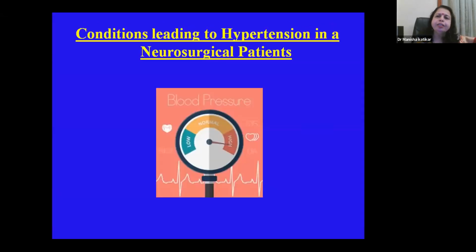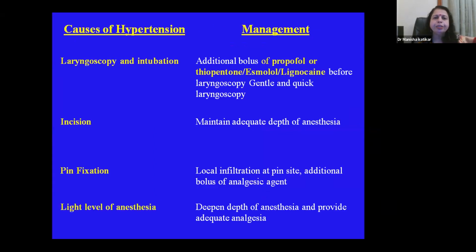There are certain conditions in neurosurgical patients where you must find out the cause and treat it accordingly. So let us see what are the conditions that cause hypertension in a neurosurgical patient. All pressure responses: laryngoscopy, intubation, incision, skin fixation. You need to give additional bolus doses of propofol, thiopentone, esmolol, lignocaine. Maintain adequate depth of anesthesia. Scalp blocks are the best thing that you can give, so that the dose requirement of most inhalational as well as intravenous anesthetics will be less. You can give dexmedetomidine at the time of these pressure responses. Maintain adequate depth of anesthesia. All these factors cause hypertension in your neurosurgical patient.